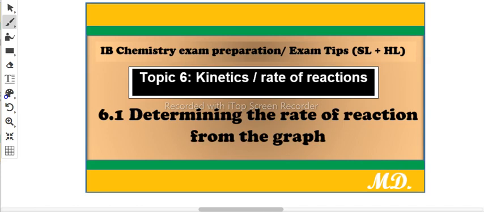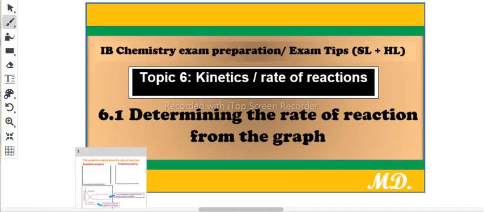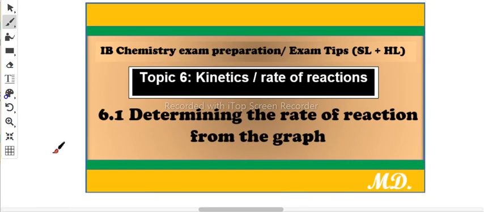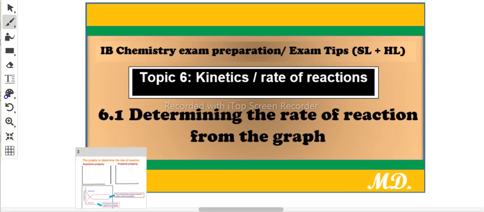In order to start with calculating or finding the rate from the graph, the first thing is to learn together what the two shapes of graphs are that can be presented whenever we are talking about rate of chemical reaction. So let's get started.